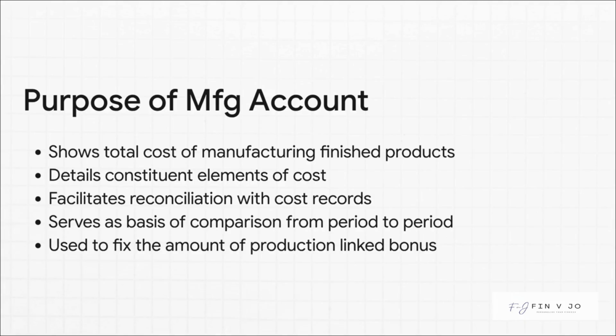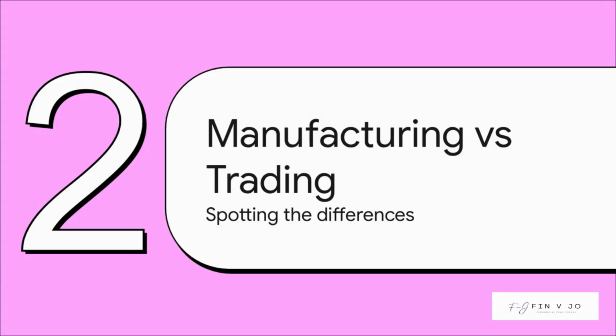So this account acts like a microscope for factory efficiency. It shows us the absolute exact cost of manufacturing finished goods by breaking down every single constituent element, the materials, the wages, the expenses. And not only does this let us reconcile with cost records to track effectiveness over time, but it's also absolutely crucial for management to figure out employee production-linked bonuses. If you want to reward your workers for high output, this account gives you the exact undisputed numbers you need to do it fairly.